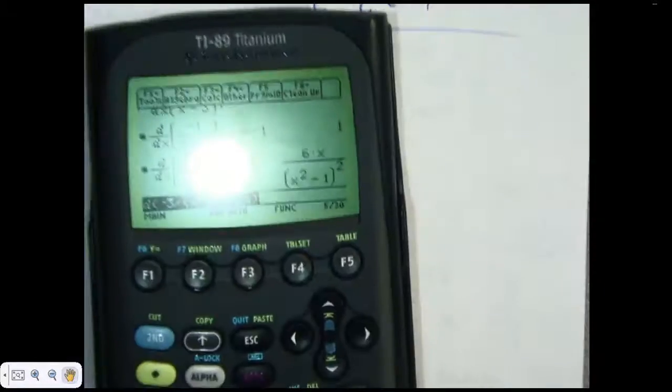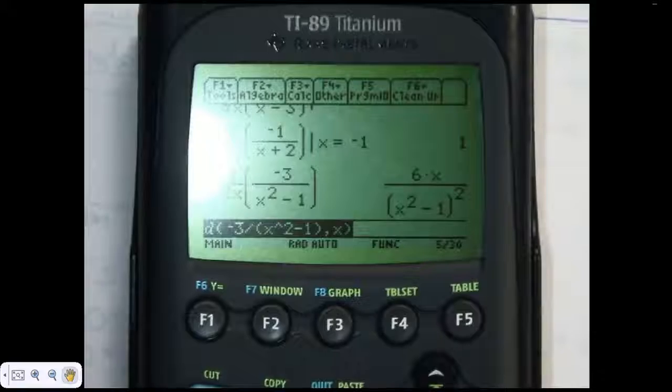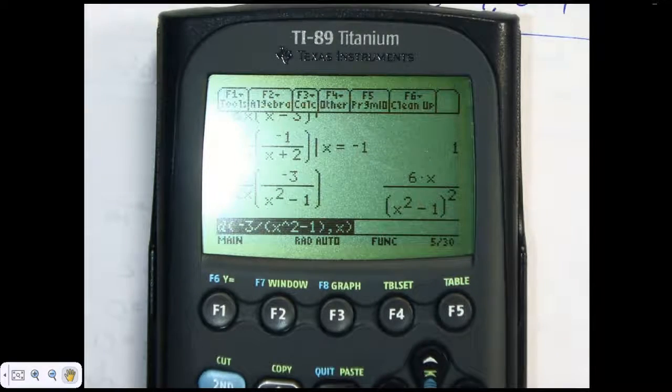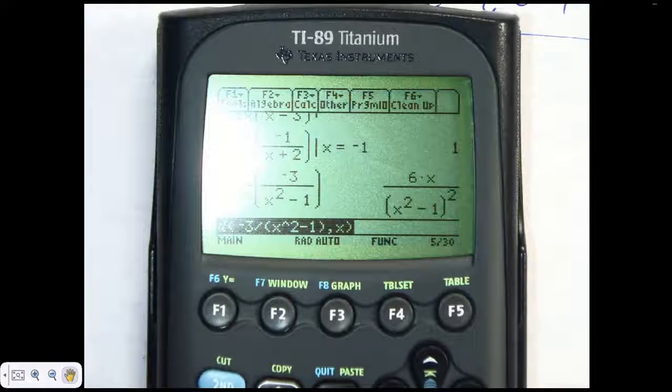So here's what you type in. You can see all this. This is what you're typing in, and this is what you should get at the end. So the F3 calc is differentiate. I typed in the equation, then the x, because you tell the calculator what variable.